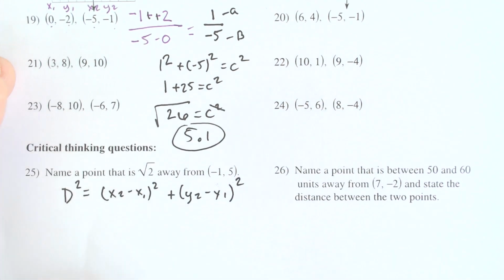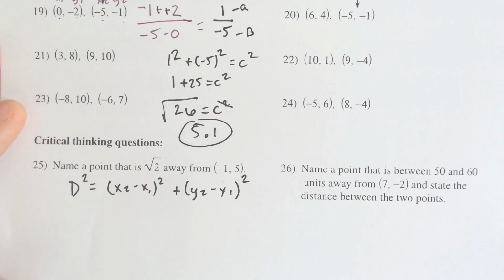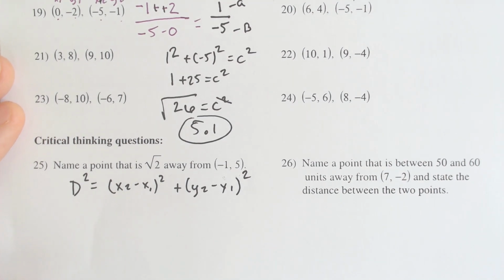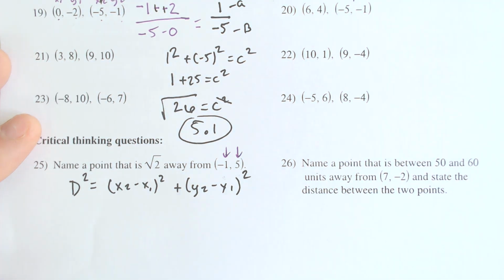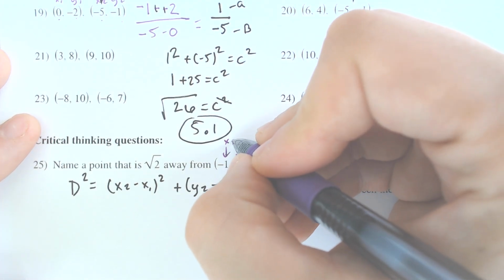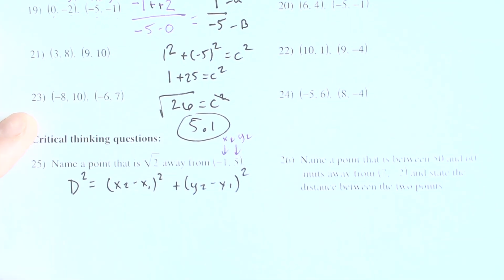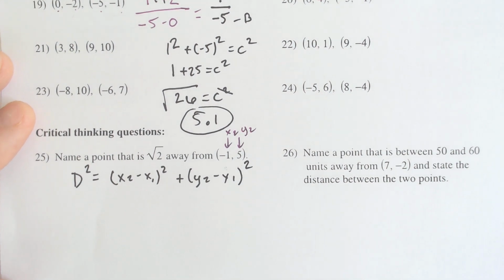Now I got an issue with this one because there's more than one right answer. There's actually an infinite amount of correct answers. We just need one of them to work though. We do know that this is the point right here, negative 1 and 5. So let's plug that in for x2 and y2. All right? By the way, if you've learned about circles, this is the equation for a circle as well.